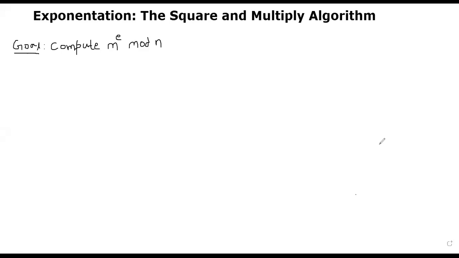There are cases where m is not a number. It could be a polynomial, and n is another polynomial. But the same idea can be applied in that context as well. Okay, m power e mod n, how do we compute it quickly? It's not the fastest algorithm that I'm going to talk about, but it's relatively good.